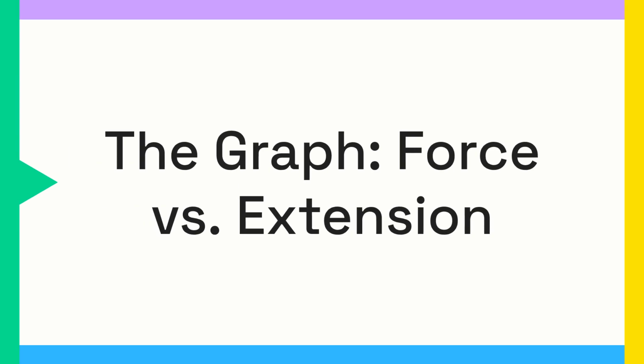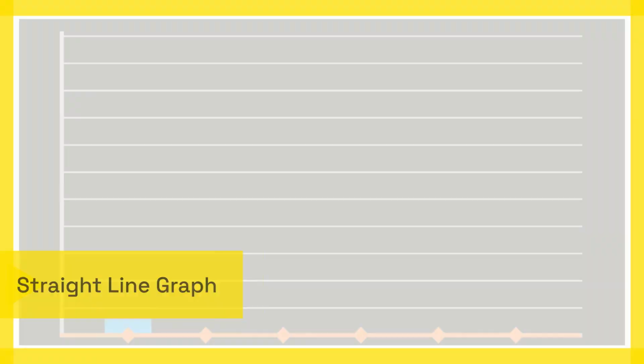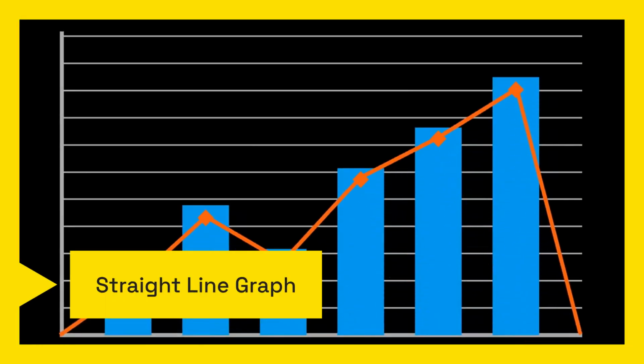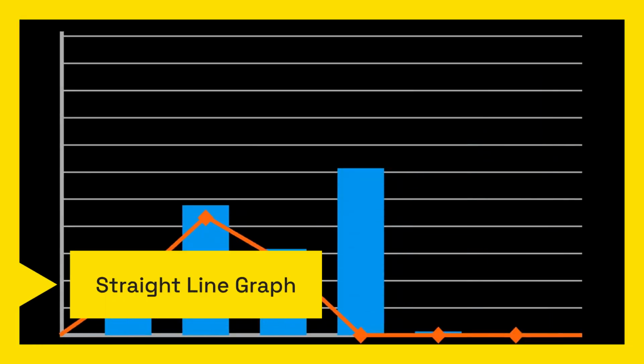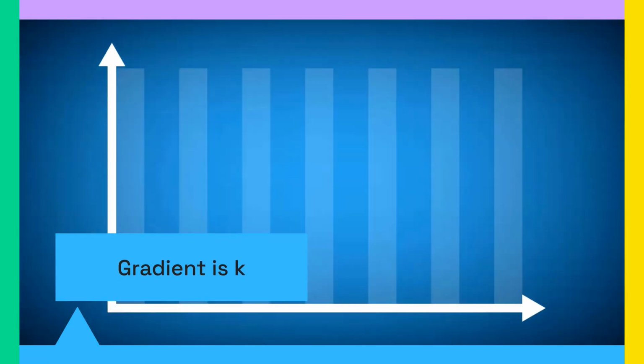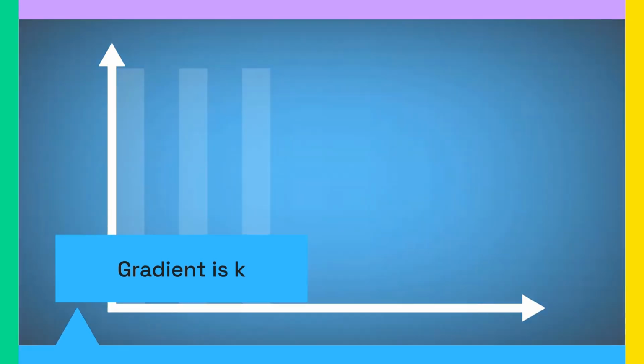Now let's see what happens when we plot your results on a graph. When plotting force on the y-axis against extension on the x-axis, the results initially form a straight line that passes through the origin. The gradient, or the slope of this straight line, is equal to the spring constant K. A steeper slope means a stiffer spring.